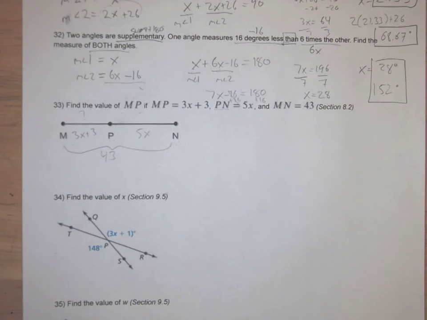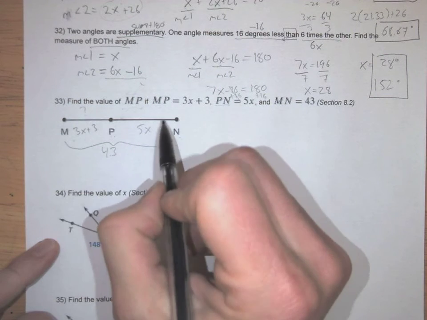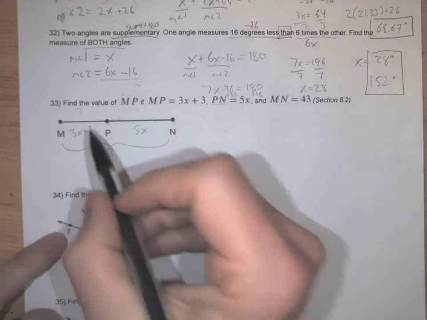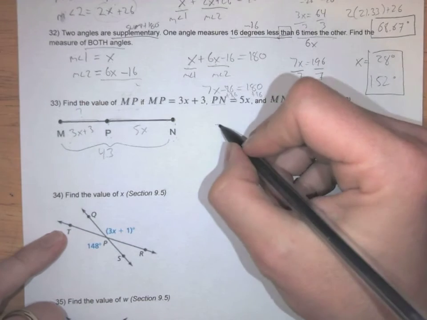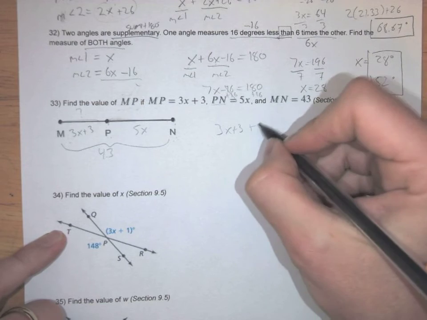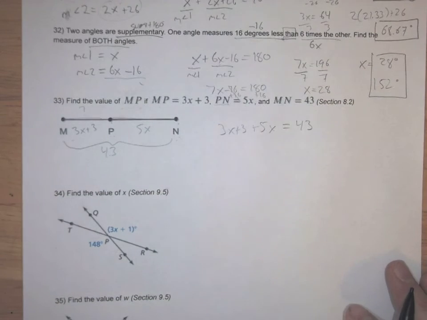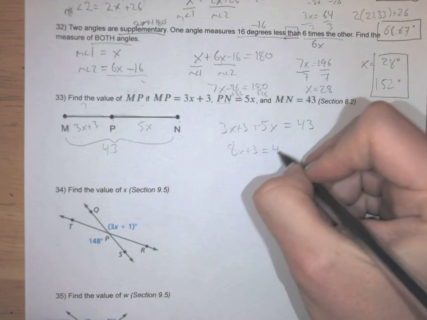The segment addition postulate is the idea we're going to use here. Again, the instructions for this section were use theorems, postulates, definitions to set up and solve equations. The segment addition postulate says that if P is between M and N, then MP plus PN equals MN. So this little segment measurement plus this segment measurement equals the big one. So 3x plus 3, the little guy, plus 5x, the medium guy, has to equal the whole segment. So combine like terms, you get 8x plus 3 equals 43.